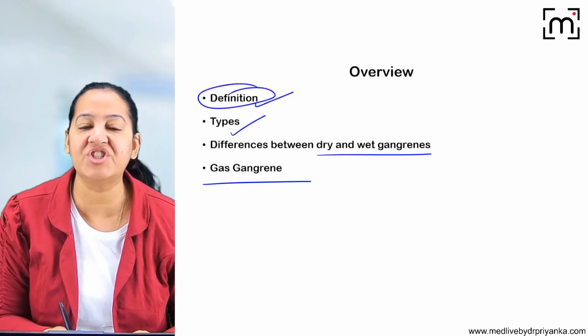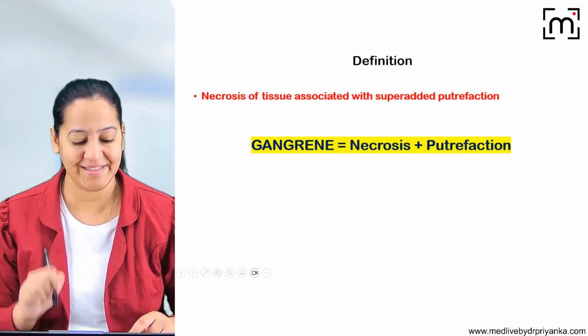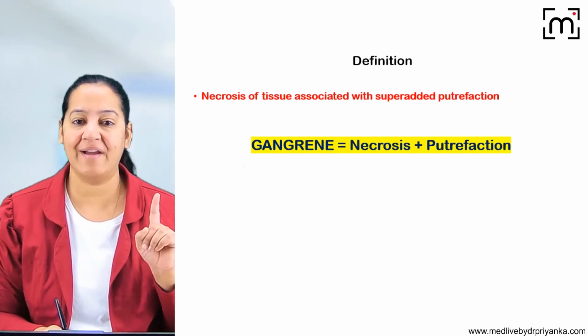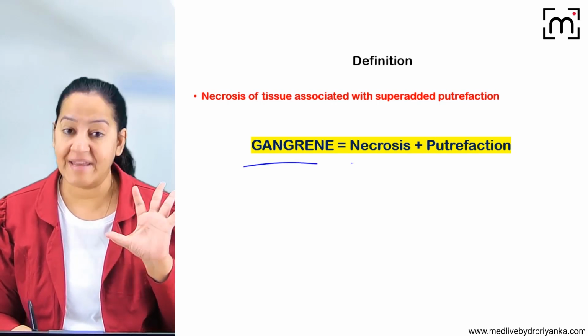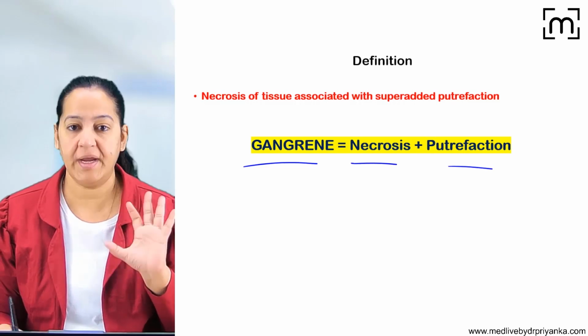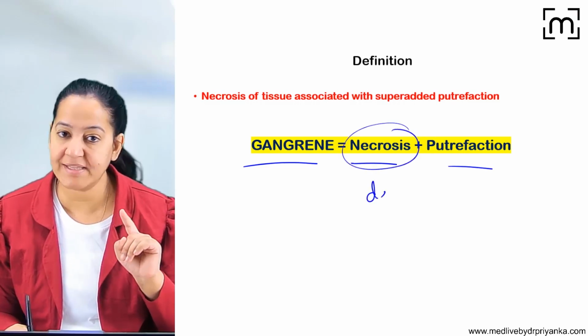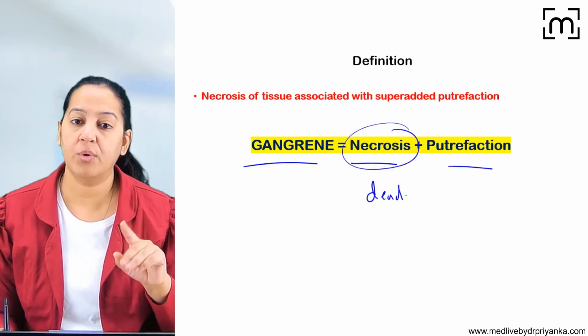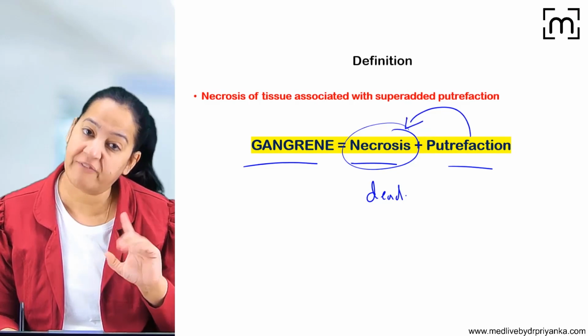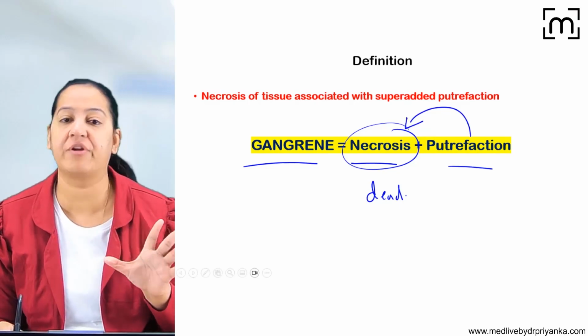Let's start with the definition. What is gangrene? Can you define what is gangrene? So gangrene is equal to necrosis plus putrefaction. It is the necrotic tissue, the dead tissue. What is necrosis? Necrosis means dead tissue. So it is having super added putrefaction on that.